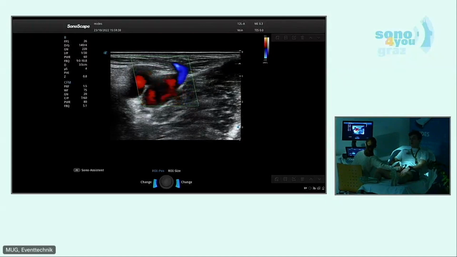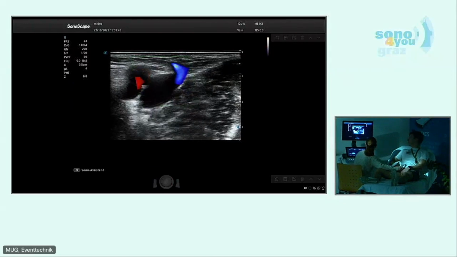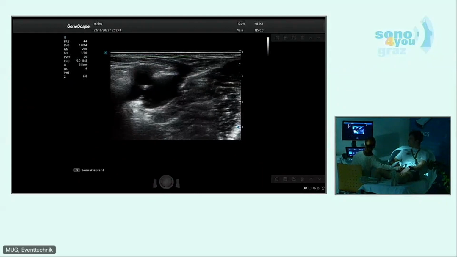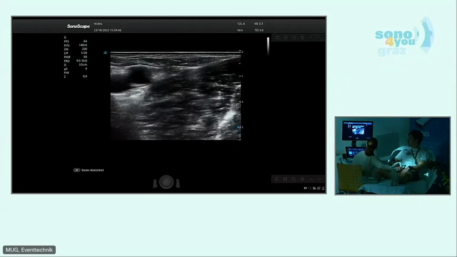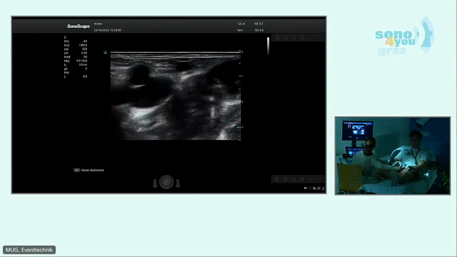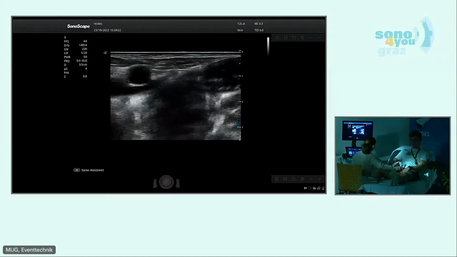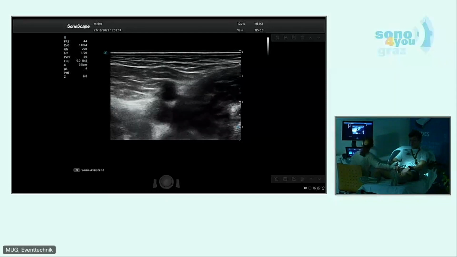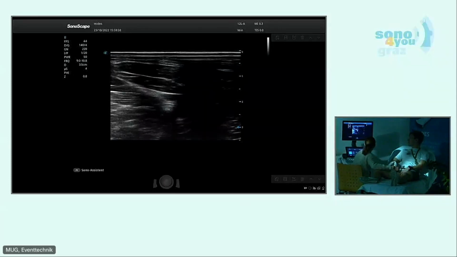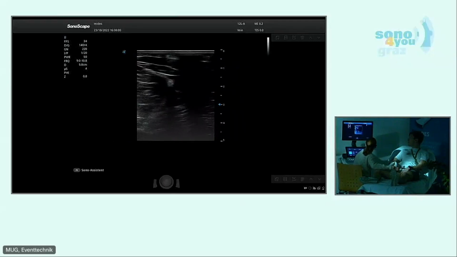And now we can confirm it. So I will do it further in B mode. I will then compress this vein, and when it compresses completely, there is no thrombus. I will do it gradually up to the, like this.